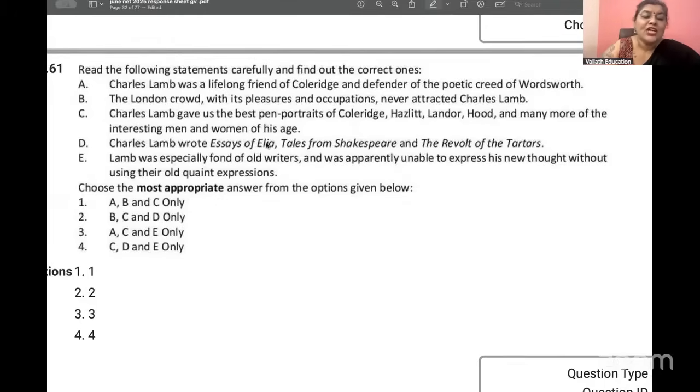You know D is surely wrong. Okay? Then this cannot be the answer. 2 cannot be the answer. 4 cannot be the answer. And look at E. Charles Lamb. So it must be A, 1 or 3.